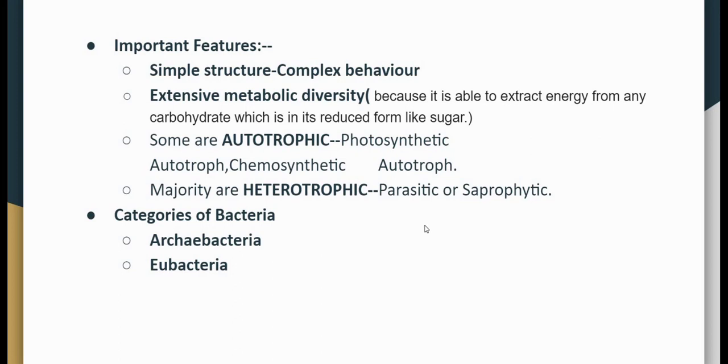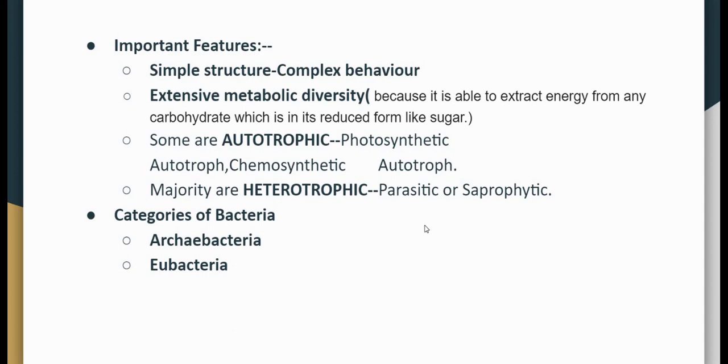They are prokaryotic. They don't have any complex nuclear structure. They just have a nucleoid kind of material in the center, and there is no nuclear membrane, nothing. It's a single cell, very simple organization. But with that simple structure, they have complex behavior.